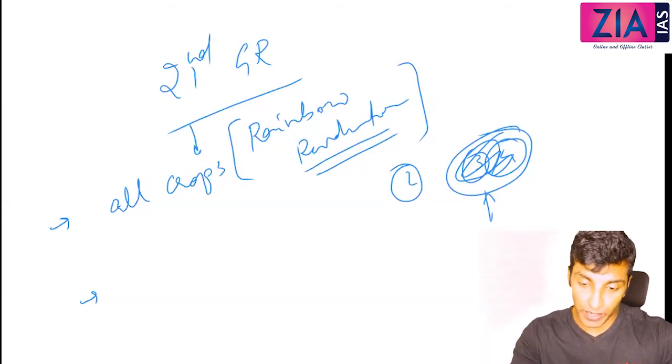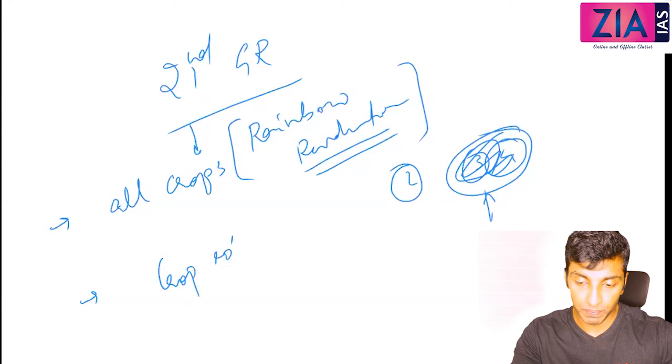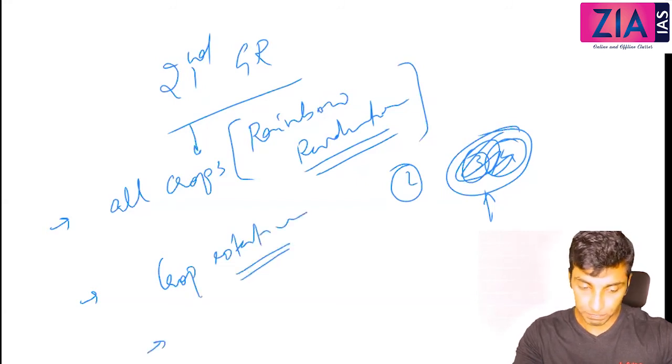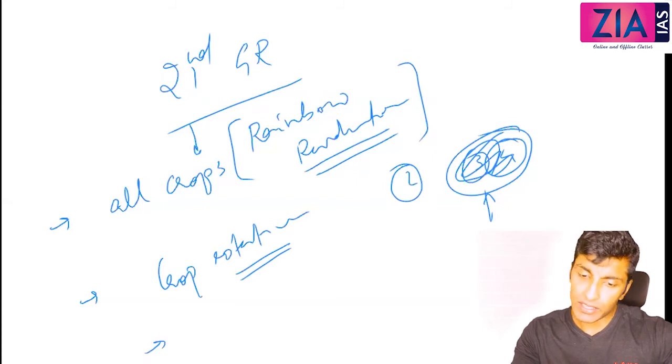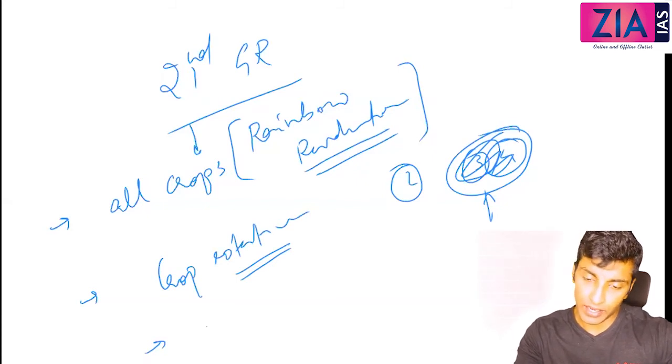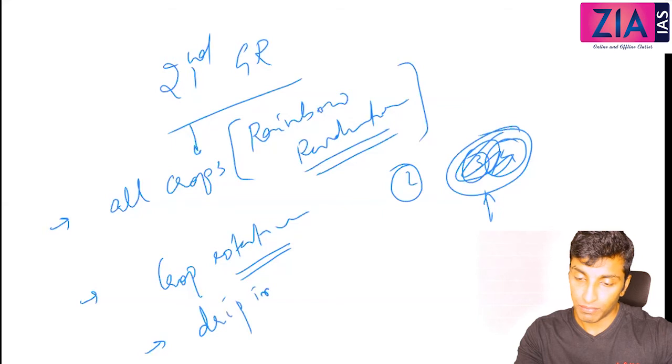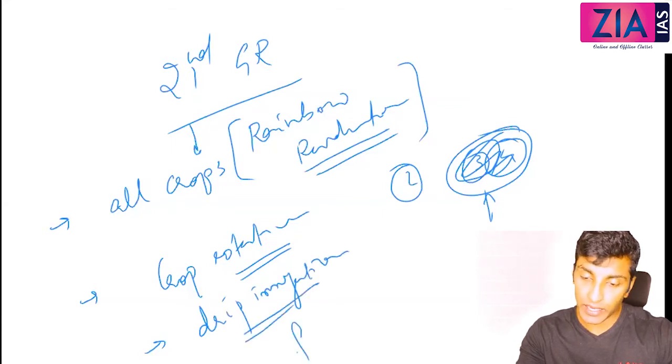Appropriate crop rotation. Crop rotation is very important. Optimal use of resources. When we discuss optimal use of resources, you can write here drip irrigation. I hope you know what drip irrigation is. Fertigation. What is fertigation?